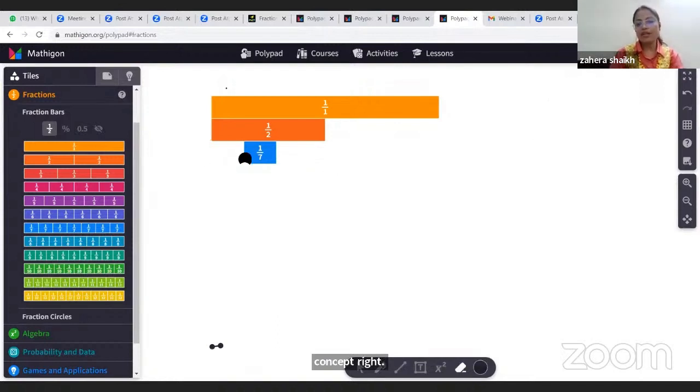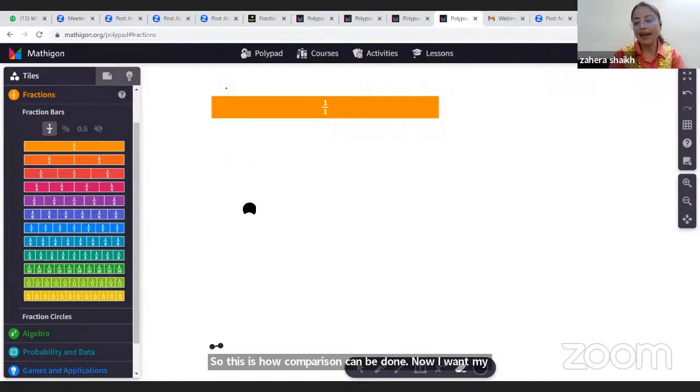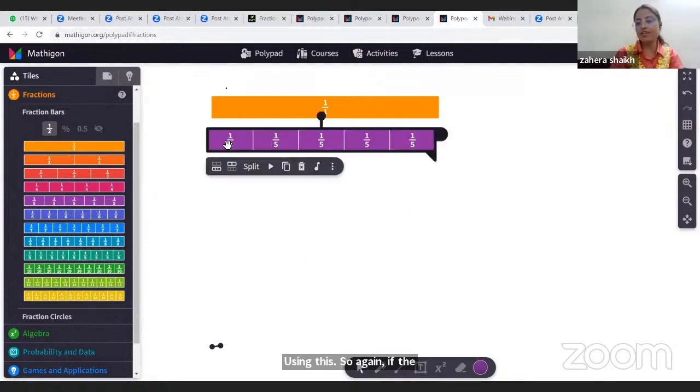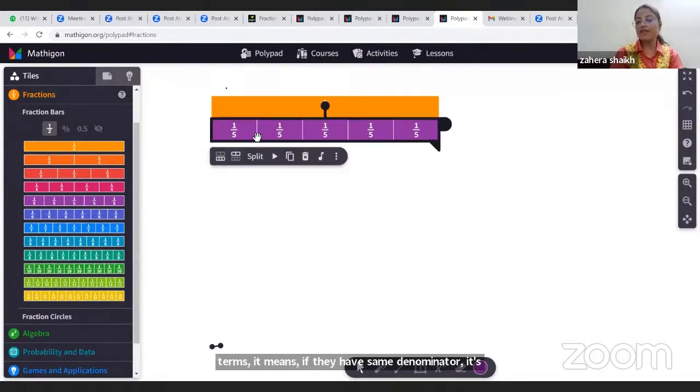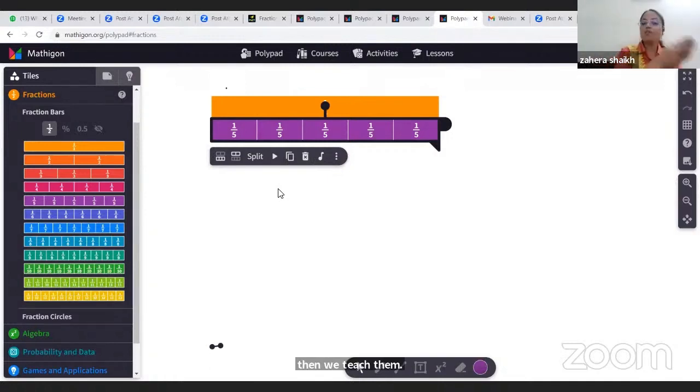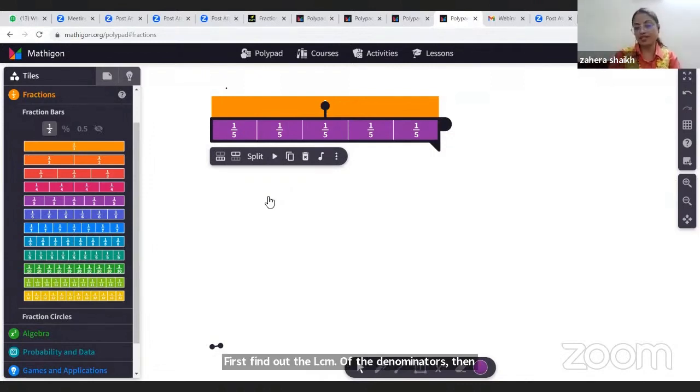Now I want my children to see how they can add and find the total using this. Again, if the fractions are in like terms, meaning they have the same denominator, it's quite easier for them to understand. But if they have different denominators, then we teach them to first find the LCM of the denominators, then multiply, then add. Again, those are the steps, the processes that we want our children to memorize. That's not what is required, right?